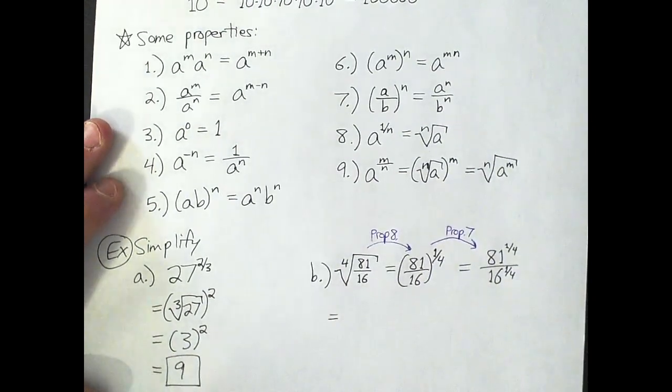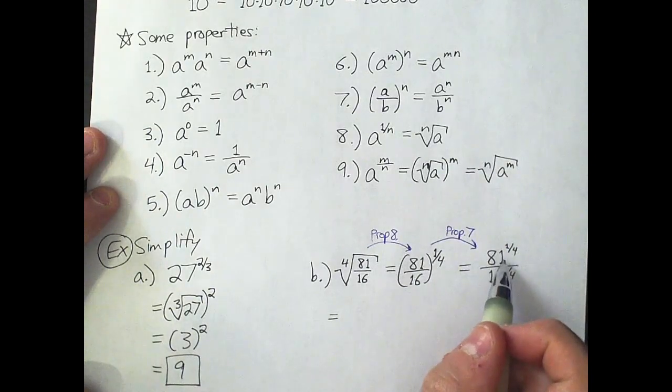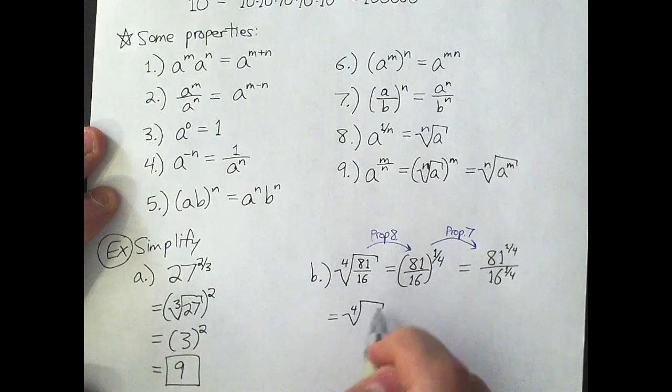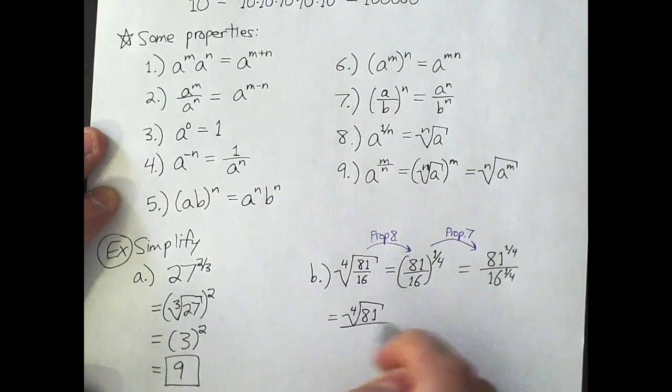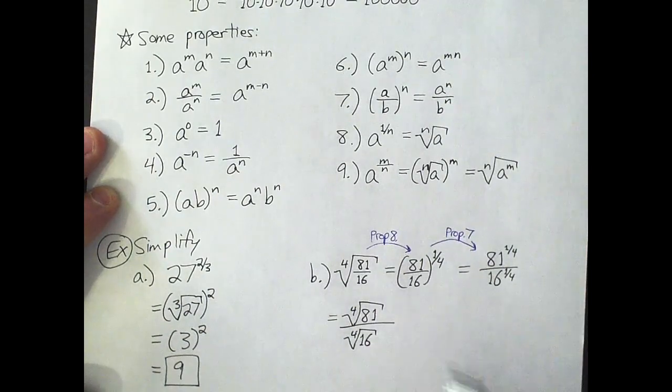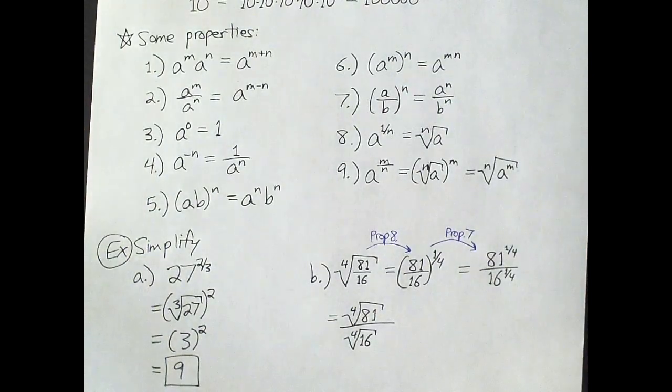Is that really any simpler, though? It doesn't look like it's any simpler. If anything, it might even look a little more complicated. Maybe what I'll do now is turn it back into terms of the 4th root and say this is the 4th root of 81 over the 4th root of 16. Now, I think this is something we can work with, because we could just try to figure out what is the numerator, and try to figure out what is the denominator, and think of them as 2 separate little problems.